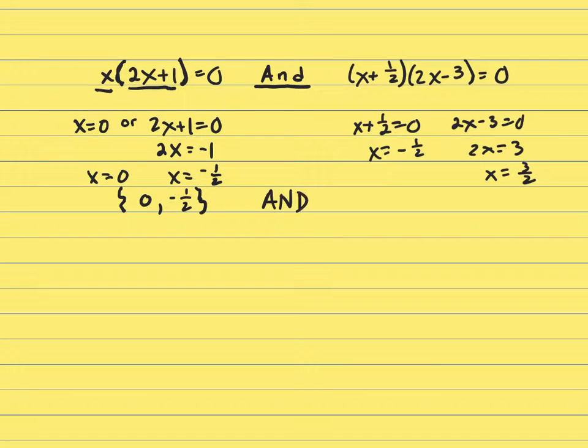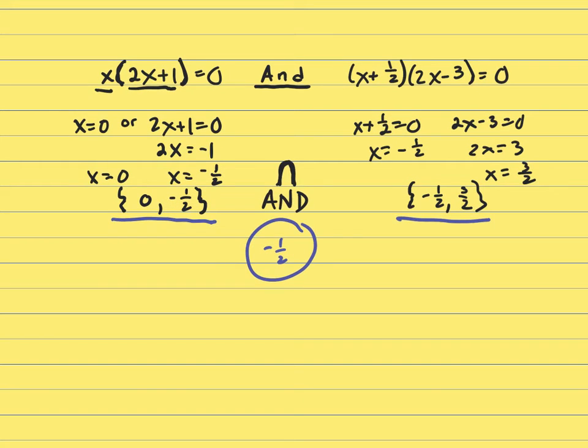And the key word is "and." The symbol that means intersection, or "and," is an upside down U. So over here on the right I have a -1/2 and a 3/2. So take the intersection between this and this set. In other words, what's in common between the two? And the only thing in common between the two is -1/2. And that's your answer.